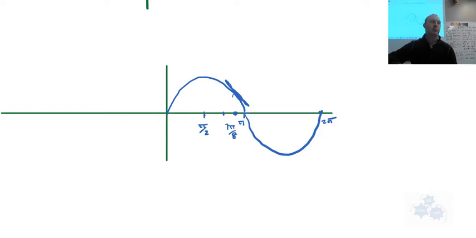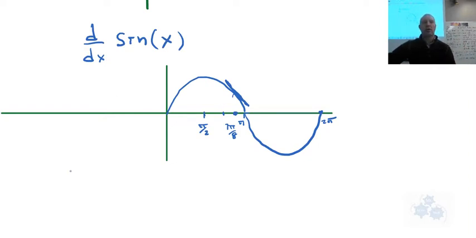Exactly. Okay? So what I'm looking for is the derivative of sine evaluated at what? 7 pi over 8. So we're going to find the derivative of sine x, and we're going to plug 7 pi over 8 into the derivative to find the exact slope of the line.